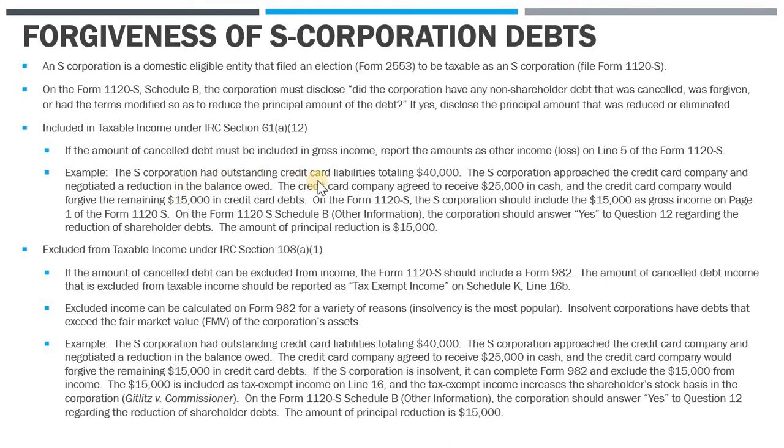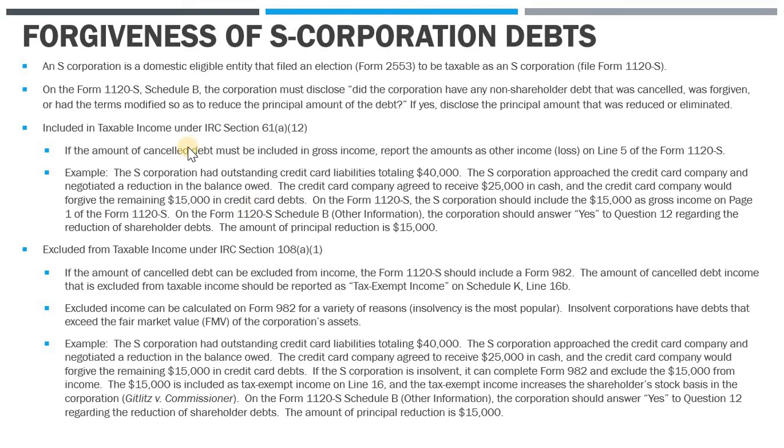So let's look at this example. We have an S corporation with outstanding credit card debt of $40K. The S corp approaches the credit card company and negotiates a reduction in the balance owed. The credit card company agrees to receive $25K in cash, and then forgive the remaining $15K. So they're going to pay 25, and then 15,000 is going to be wiped away. On the 1120S, the S corp should include the $15,000 in gross income on page 1. And then on Form 1120S, Schedule B, the corporation is going to answer yes to that question, question 12 for the 2020 form, and then enter the amount of the reduction of $15,000. So that's the amount that was forgiven.